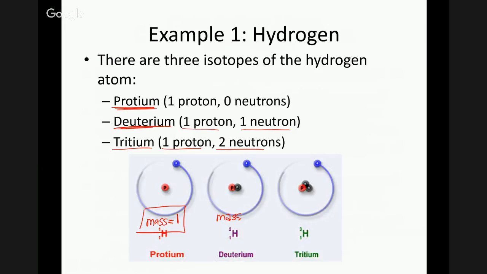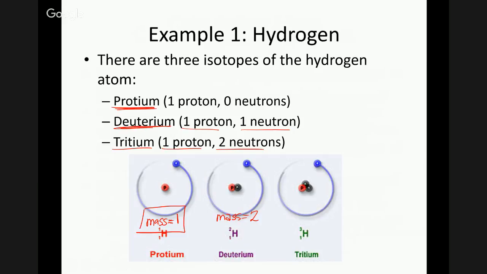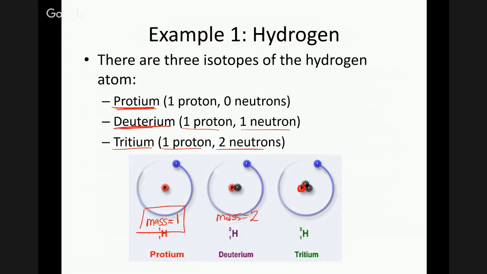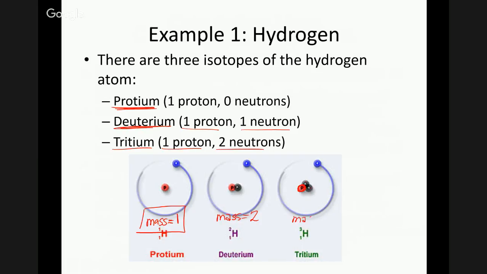Whereas deuterium has a proton and a neutron in the nucleus. And so it has a mass of 2. It's still hydrogen, because the definition of hydrogen is any atom that has 1 proton in the nucleus. But it's hydrogen that weighs twice as much. And in fact, here we have still 1 proton. So this is still hydrogen, but this has 2 neutrons. And so we call this tritium, and it has a mass of 3 atomic mass units.